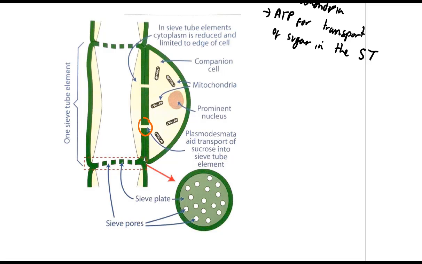Now, you'll remember from Unit 1 in cells that plasmodesmata is a really thin strand of cytoplasm which extends between two plant cells, and it makes it easier for substances to be moved between two adjacent plant cells. So in this case, it's important because the companion cell provides the ATP required to move the sugars up or down the phloem.